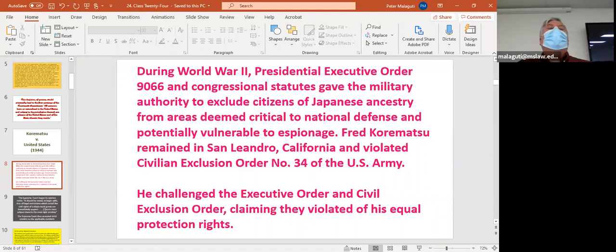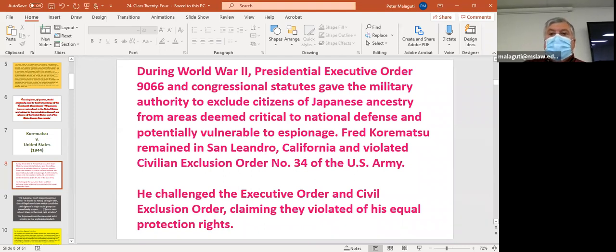As it turns out, there was no evidence that a single person on the West Coast of Japanese ancestry was a spy for Japan or working for the Japanese Empire or even sympathetic to the Japanese Empire. And that certainly was not the case with Fred Korematsu. He was as American as you and I. He was born here, and all his customs were American.